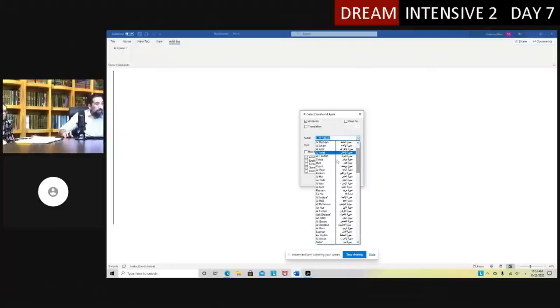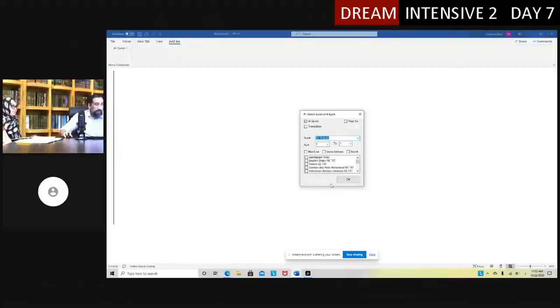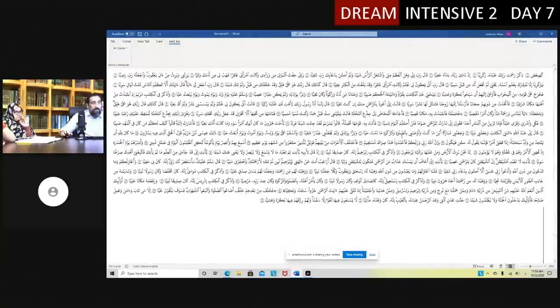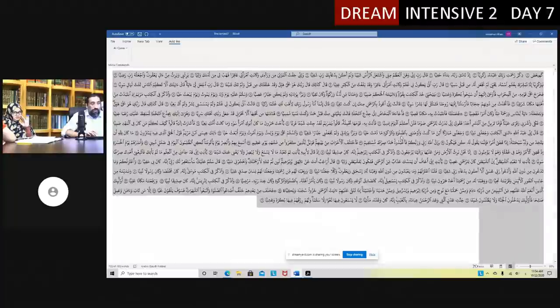One of the most powerful things about the Quran, because the Quran has different styles, is the way that it rhymes. But rhymes in music and in poetry are about hat, cat, bat, rat. Rhymes in the Quran do something else.